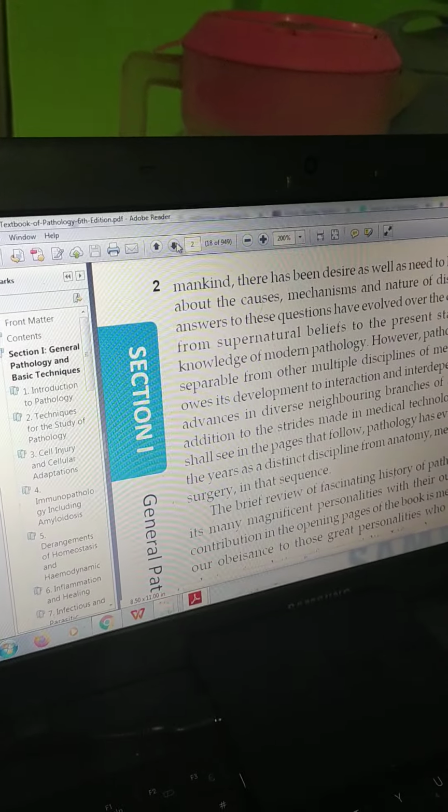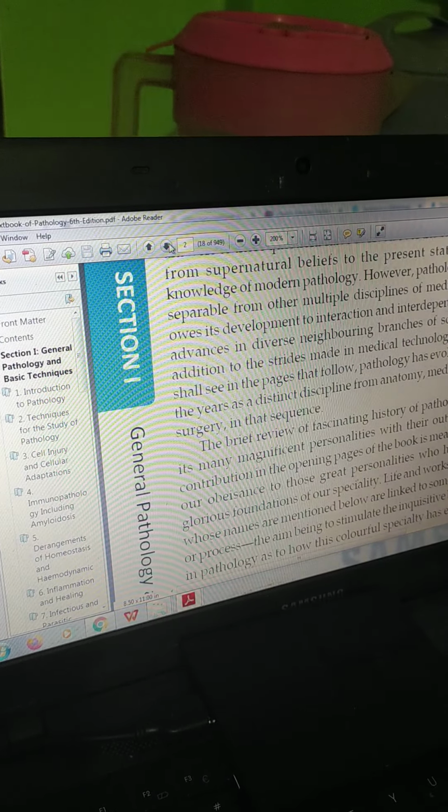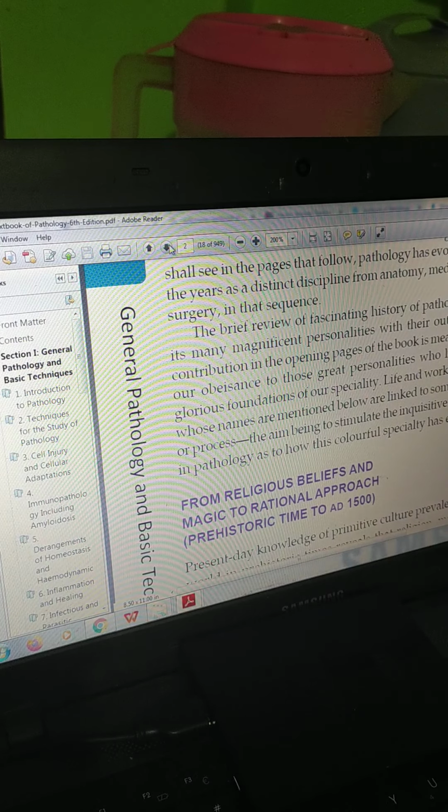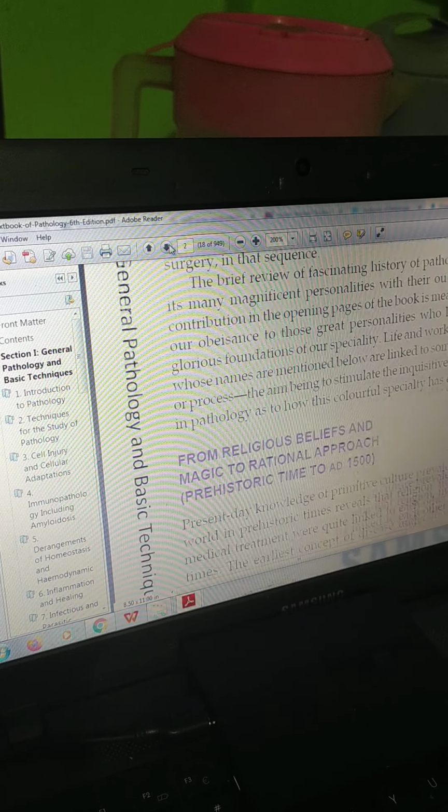With their outstanding contributions, the opening pages of the book are meant to pay our ovations to those great personalities who have laid the glorious foundation of our specialty. Life and works of those whose names are mentioned below are linked to some disease or process, the aim being to stimulate the inquisitive beginner in pathology as to how this colorful specialty has emerged.